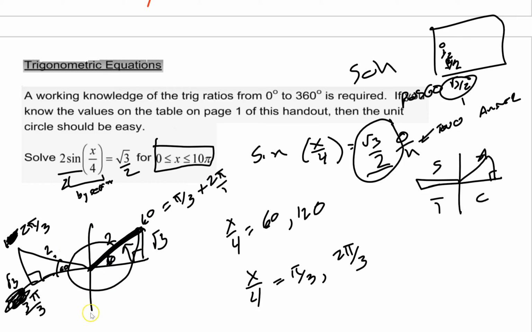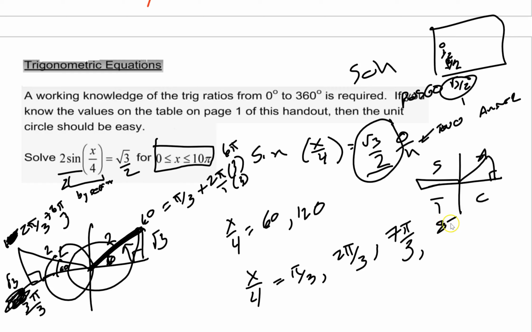Because this rotates and rotates and rotates. So common denominator, 6 pi. So 6 pi plus pi is 7 pi over 3. And then the same thing over here is this 2 pi over 3. Go around a full circle, plus 6 pi over 3. And I get 8 pi over 3. And I think if I go around again, I'll be too big. I actually might be too big already. Let's multiply this by 4.